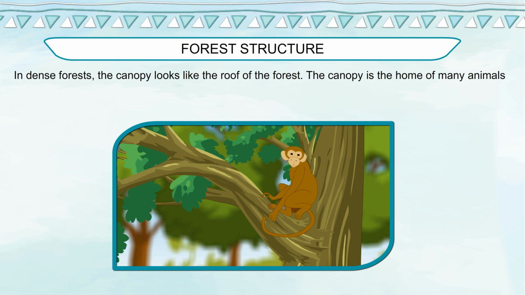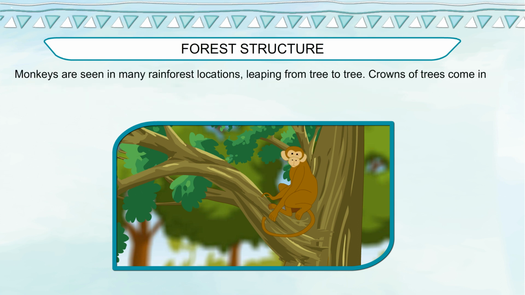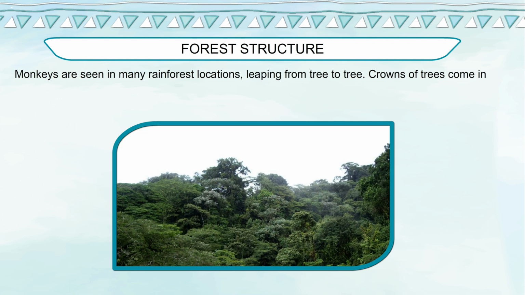The canopy is the home of many animals which stay there for shelter, to avoid predators on the forest floor and to seek fruits and seeds from the trees and epiphytes of the rainforest canopy. Monkeys are seen in many rainforest locations, leaping from tree to tree.